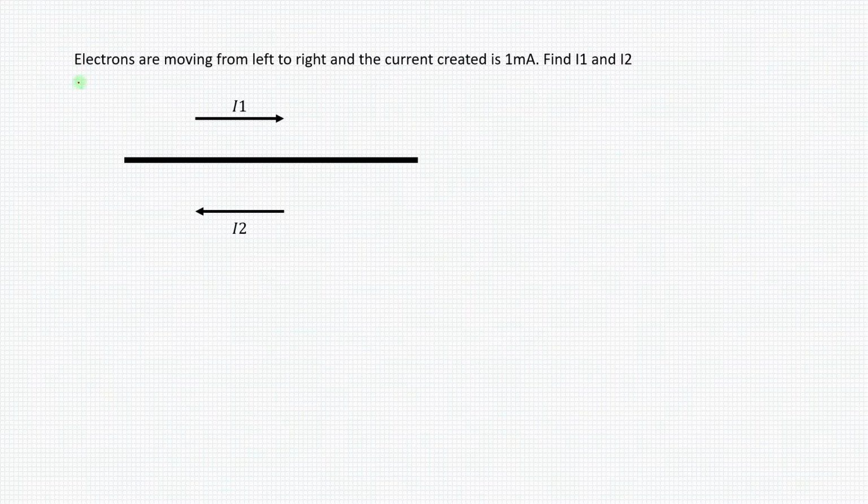The other numerical is also very important. They are given that electrons are moving from left to right. Okay. So this is the left direction. This is the right direction. Electrons are moving from left to right, and the current created is 1 milliampere. So you have to find the value of I1 and the value of I2. This is what you have to find.